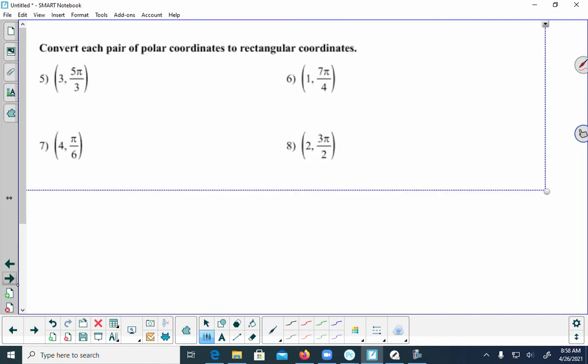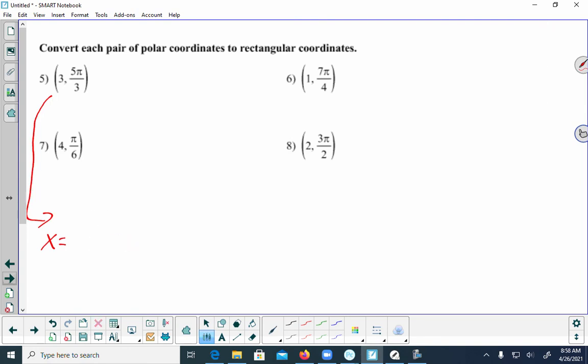The next one, you convert each pair of polar coordinates to rectangular coordinates. If the angle is on the unit circle, then we expect you to give us the answers in radians and fractions, no decimals. So number 5 is on the unit circle, so I'm going to do 5 down here and say x is equal to r cosine. Well, r, let me put in r first.